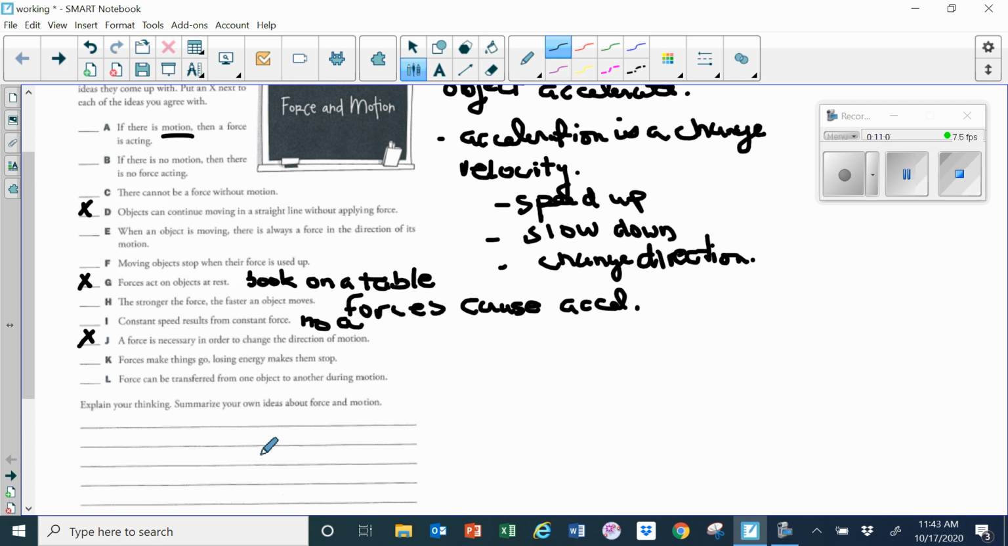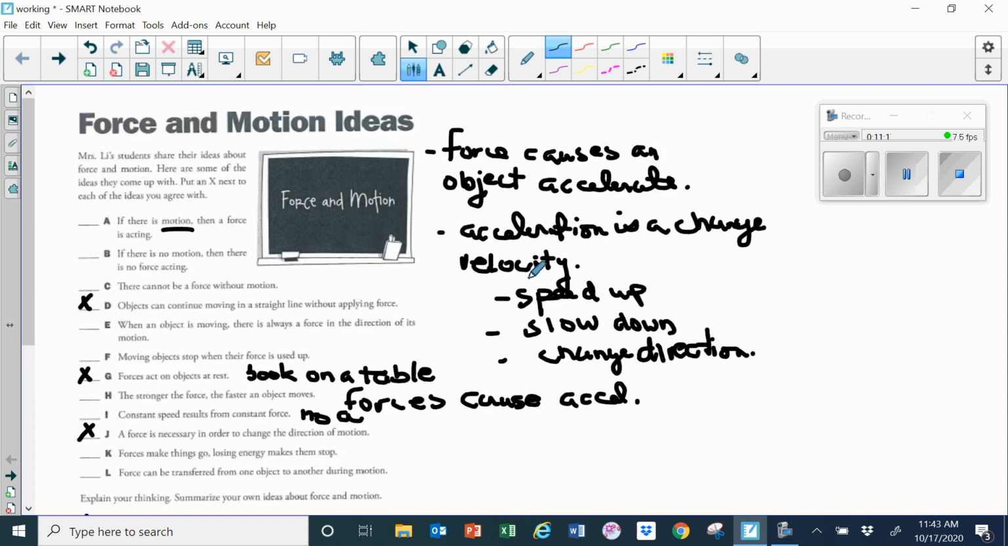Okay, so the last, explain your thinking, summarize your ideas. So just to make a key point, if you look at all these things that we've mentioned here, I'll try to summarize them. I summarized a bit of it up here with these statements. A force causes an object to accelerate. An acceleration is a change in velocity, and an acceleration is speeding up, slowing down, or changing direction.